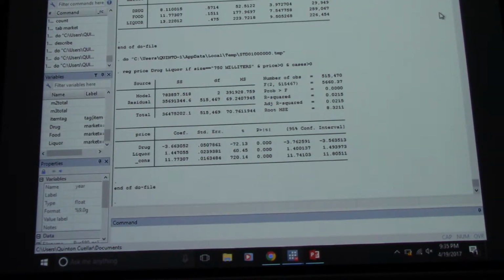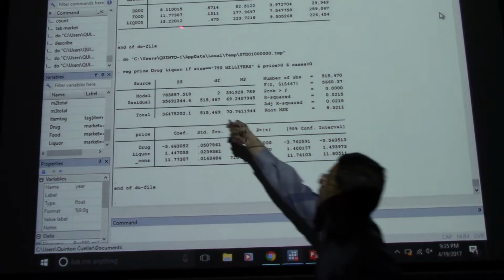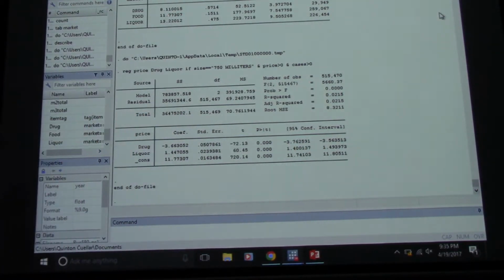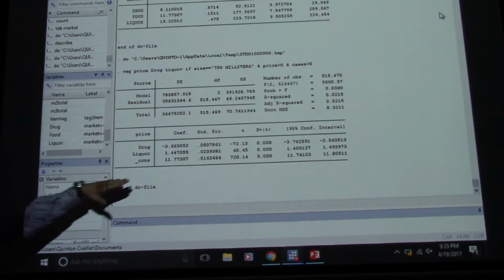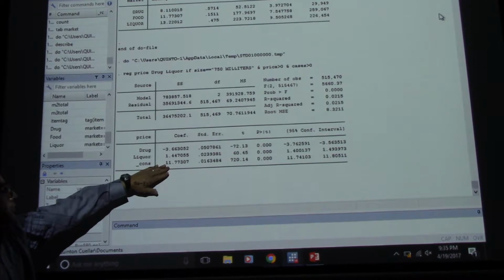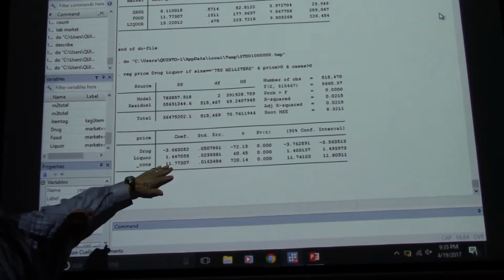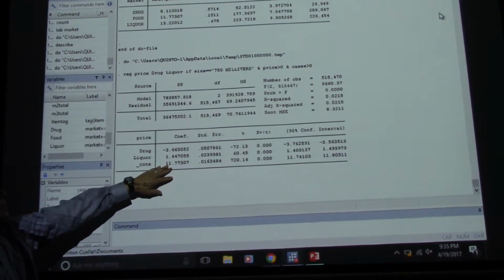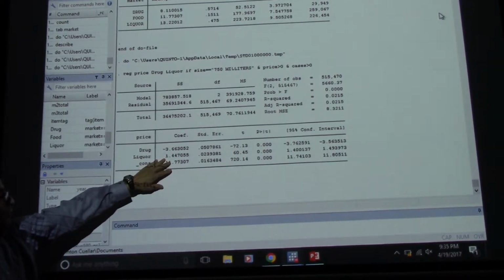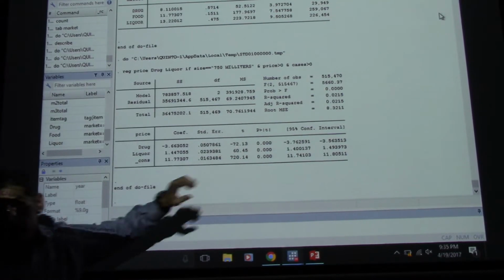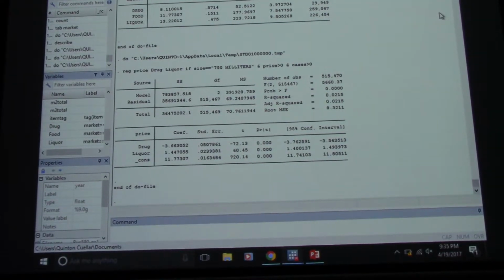average prices. Average price at drugstores, $8.11. Average price at grocery stores, $11.77. Average price at liquor stores, $13. Remember, the constant is our omitted category, which is grocery stores, $11.77, which is the same there. Liquor stores are on average $1.44 more, and that difference is statistically significant.